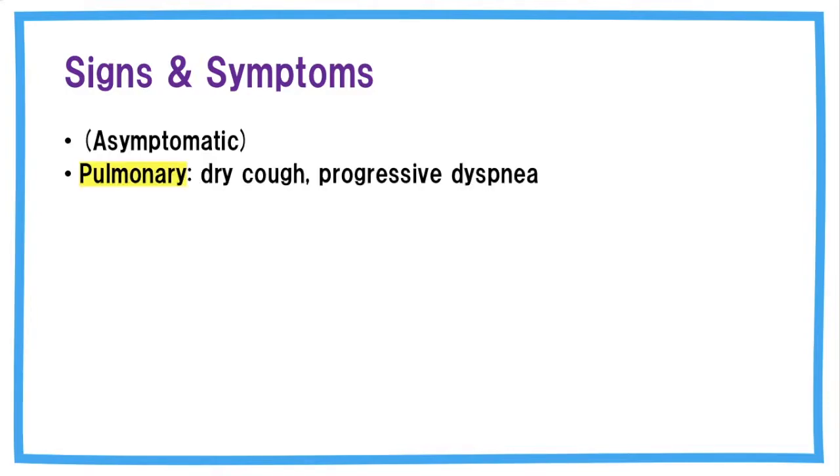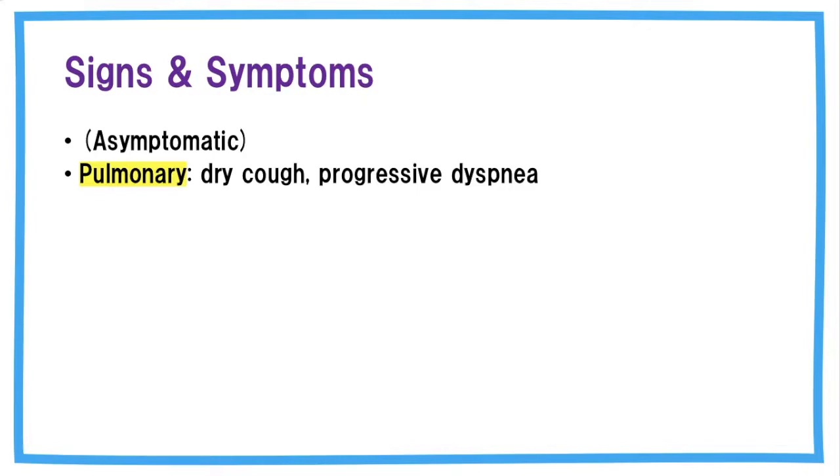Many cases of sarcoidosis are actually asymptomatic and diagnosed incidentally. But for those who do have symptoms, lung involvement will classically cause a dry cough and shortness of breath that worsens with time. There are also likely to be more vague symptoms too, such as fatigue and weight loss.